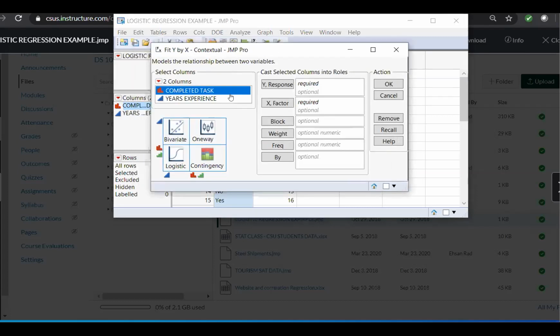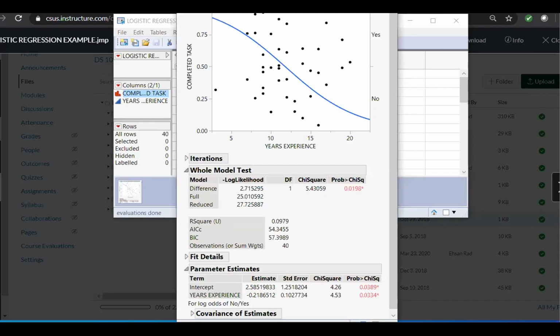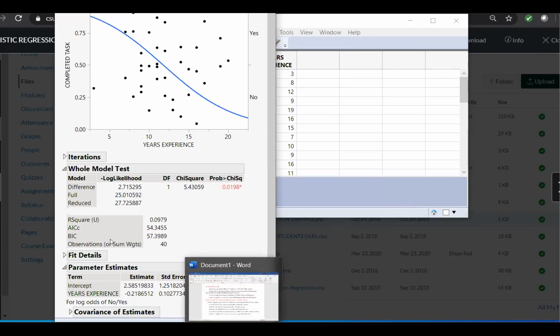So click here. Years of experience is the IV, the X factor. Completed task is the DV, the logic variable, so go to Y response. Click OK. Click OK. It gives you a lot of information. It's actually a regression analysis, but I want to make it easy for you. You don't want to go through all those probability and likelihood things. I just want to show you where to look to see whether this relation exists or doesn't exist.